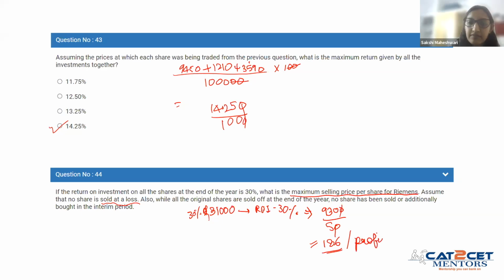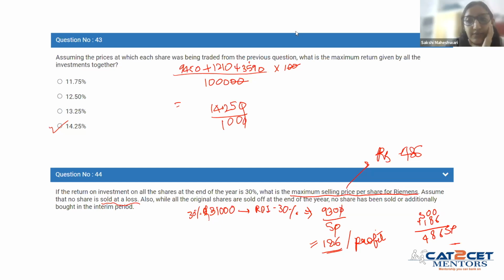So the cost price of Raymond's share was 300 rupees, right? So 300 plus 186 profit. This will give you 486 selling price. Okay, max selling price is rupees 486. Got it? Are you able to understand?